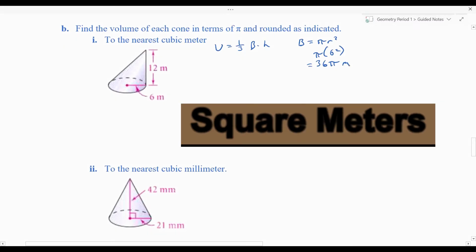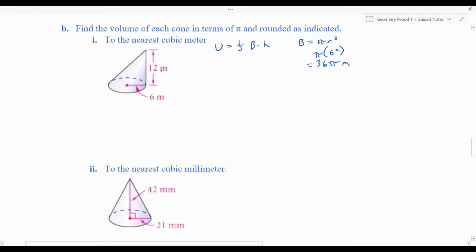Okay, so do we know the height? We know the height to be 12, right? It's 12. So we plug in the numbers that we have. 1/3 times the 36 pi. 36 pi times my height, and the height is 12. So we plug in the 12 over here. And when we multiply all those numbers in, we get this to be 144 times pi. And is 144 pi cubic meters.